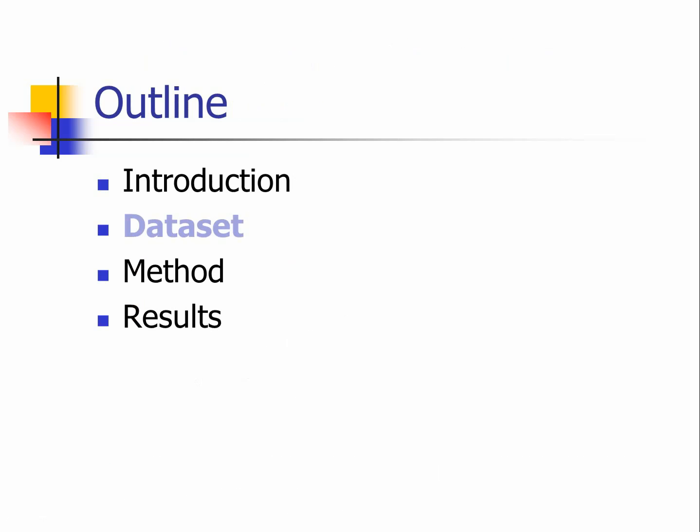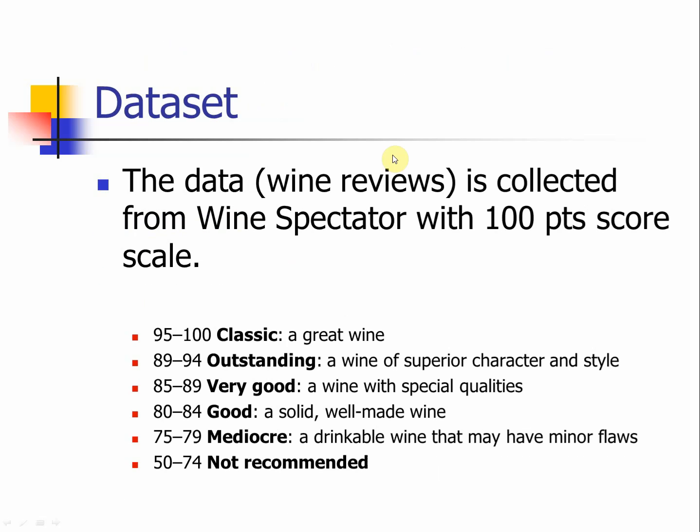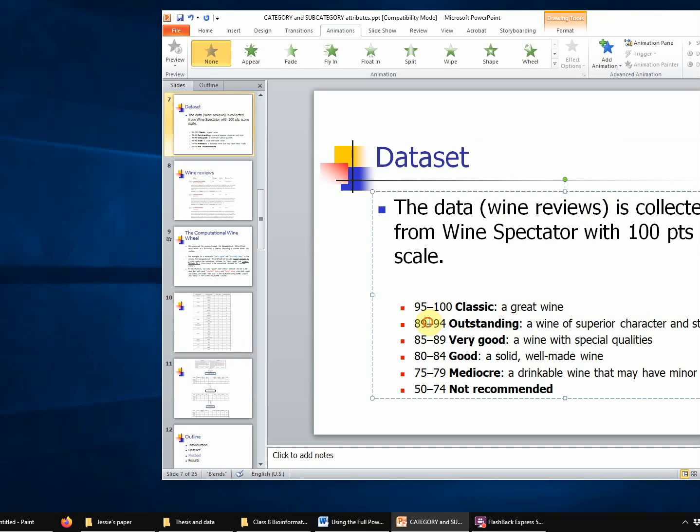Then let's take a look at the data set. Of course, you may be interested in what the data set really looks like. So the wine reviews are collected from the Wine Spectator with a 100-point scale. And of course, the scale has its own meanings. In this research, we try to focus on the wines that come from 90 to 95, and 95 to 100. So obviously there is a minor mistake over here. We want to correct that one, and so let's do that.